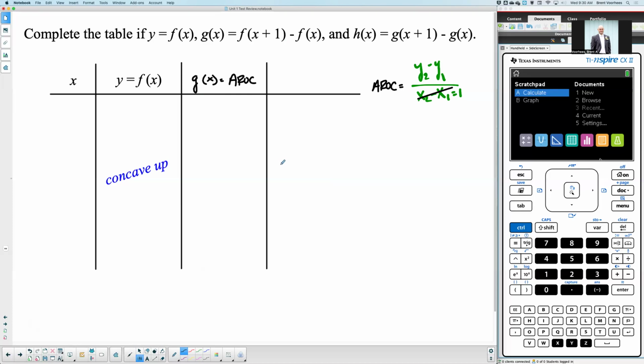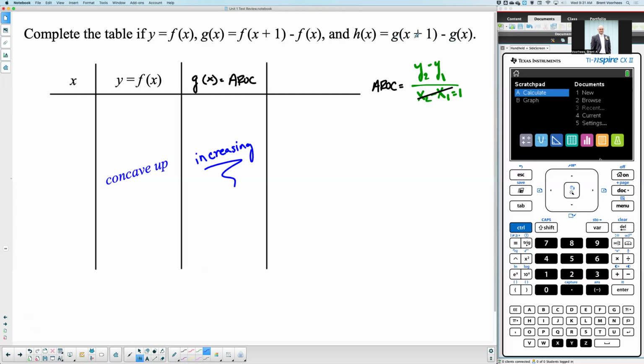Not positive. Good try, but not positive. It's increasing. The word was increasing. If f of x is concave up, then g of x, which represents the AROC, is increasing. Do y'all remember that? Now come over here. It says h of x equals g of x plus 1 minus g of x. What do you think that's representing?